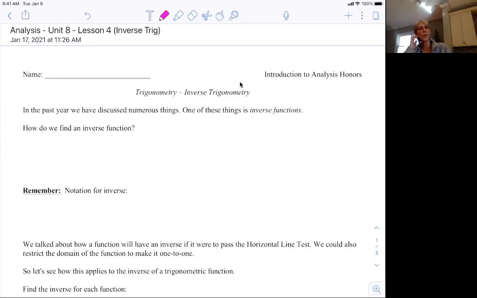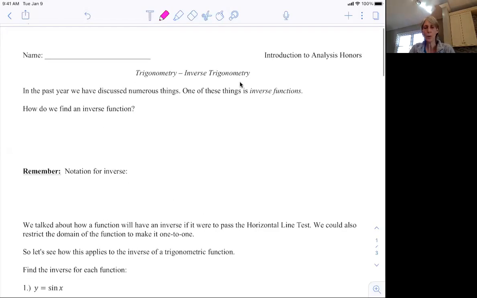Hey everybody, today we're on Unit 8, Lesson 4, and we're going to be discussing inverse trigonometry. In the past year, we've discussed numerous things, and one of these things has been the concept of an inverse function. How do we find an inverse function? Hopefully, switch x and y comes to your mind, okay? So whenever we want to find an inverse, we're switching x and y, and we solve for y.